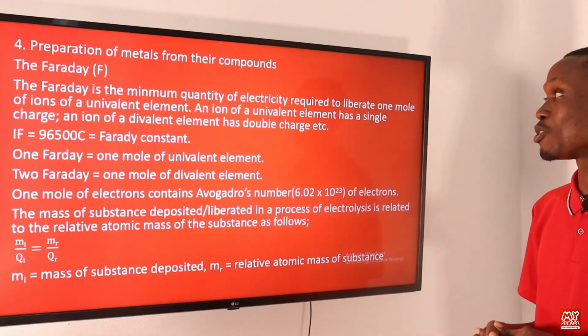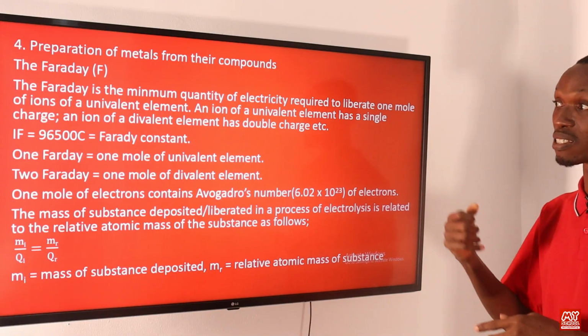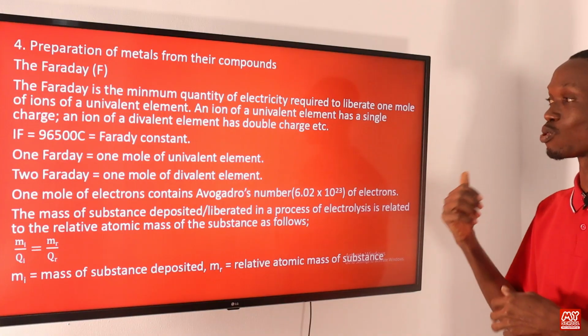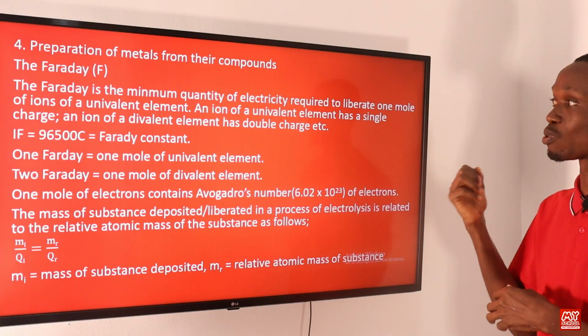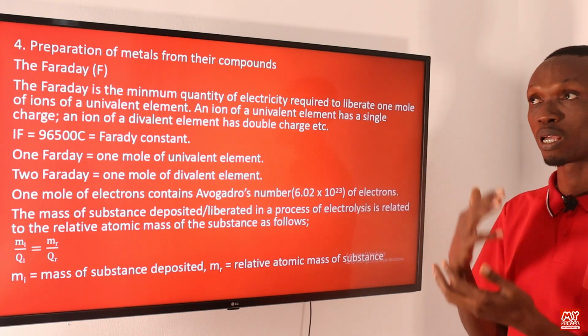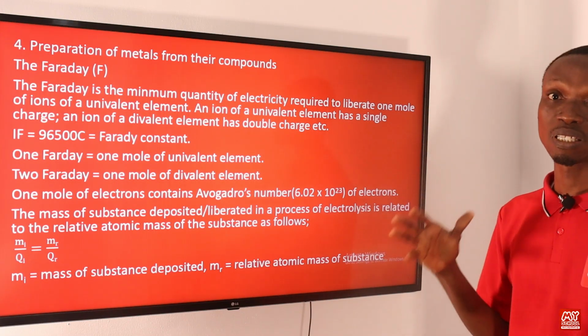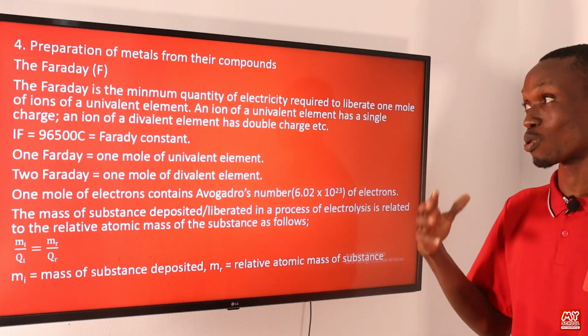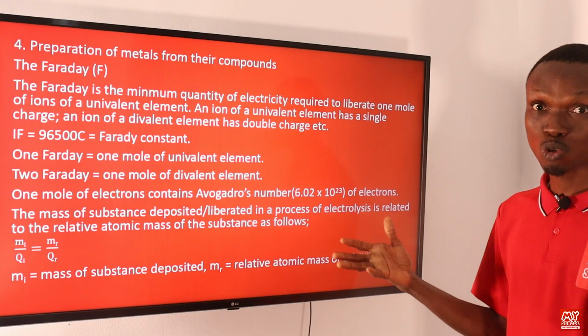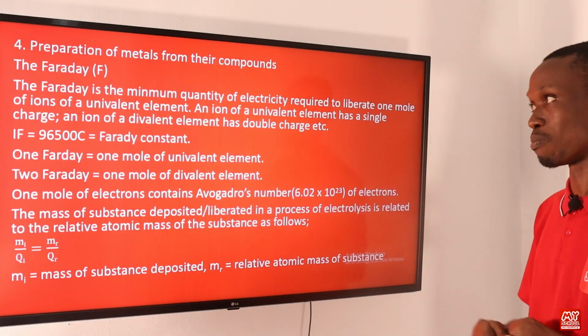An ion of a univalent element has a single charge, while an ion of a divalent element has double charges, etc. When we say divalent element, we are simply saying that these elements have 2 electrons on their atom's shell, and good examples are the group 2 elements on the periodic table.